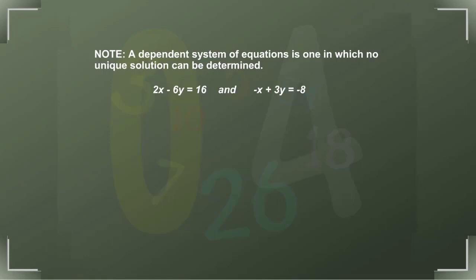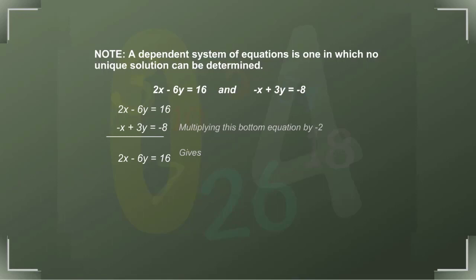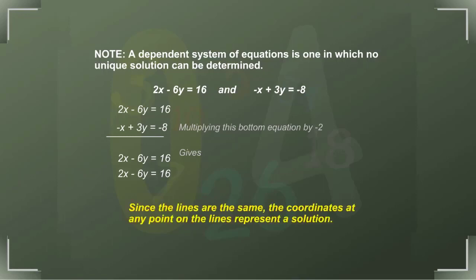Note, a dependent system of equations is one in which no unique solution can be determined. Multiplying this bottom equation by negative 2 gives 2x minus 6y equals 16. Since the lines are the same, the coordinates at any point on the lines represent a solution.